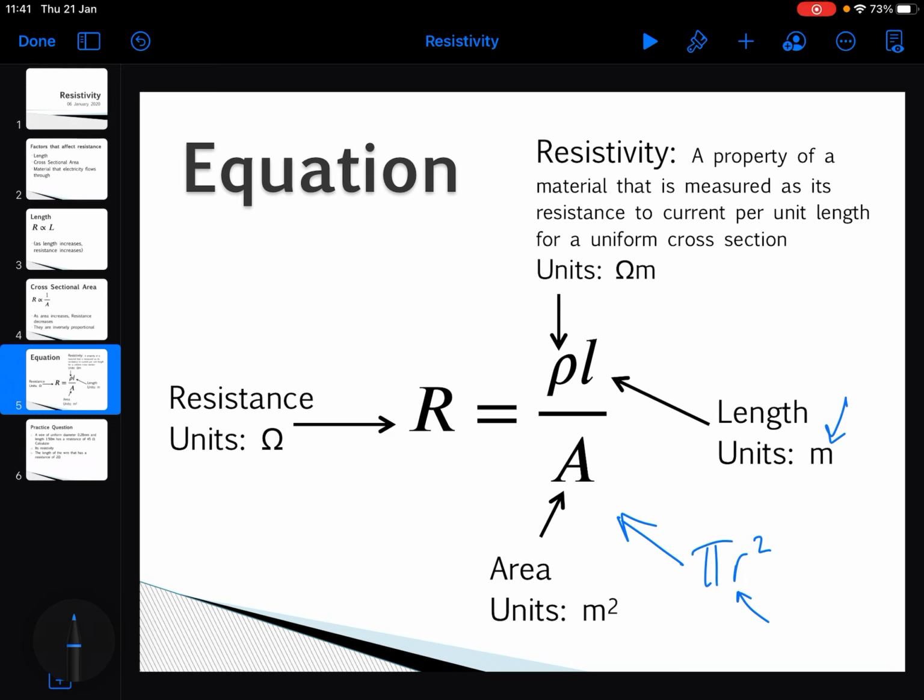You have area, which should be in meters squared. But again, they won't tend to give you the area. They'll give you a radius, or they'll be even more tricky and give you a diameter. So it's just stuff you really need to spot. Make sure you're up on your prefixes. Make sure you're looking out for diameter, radius, etc.